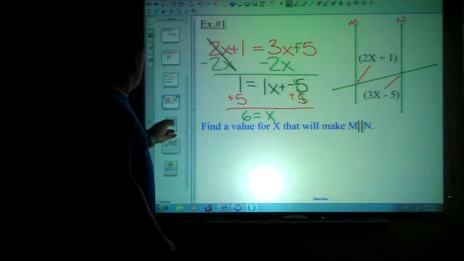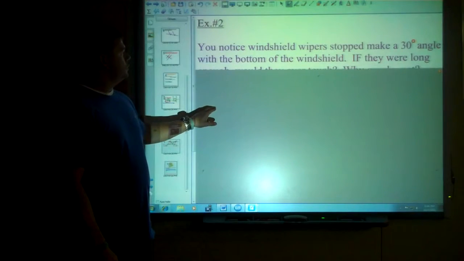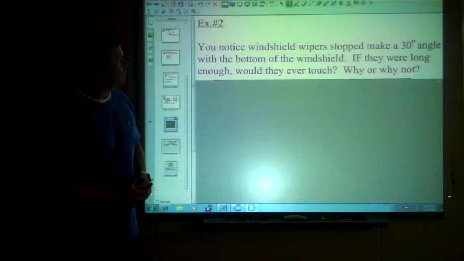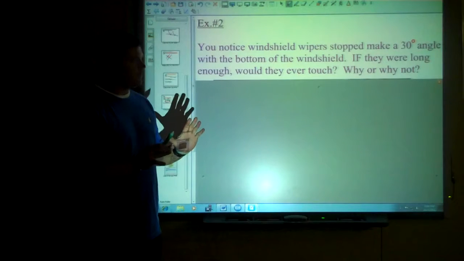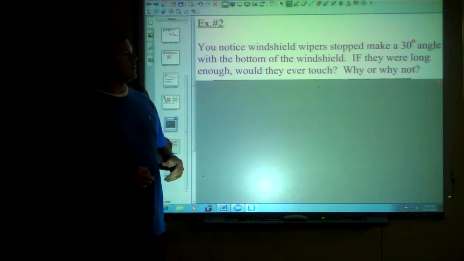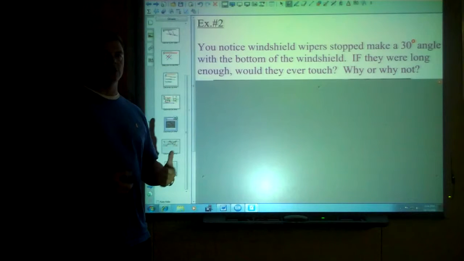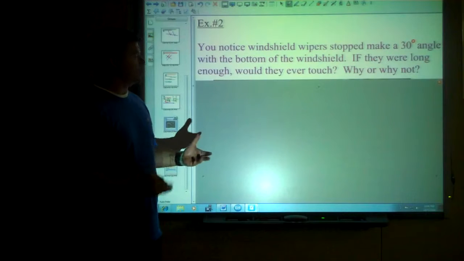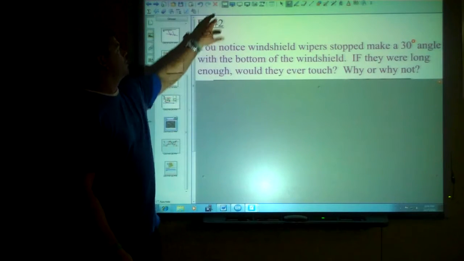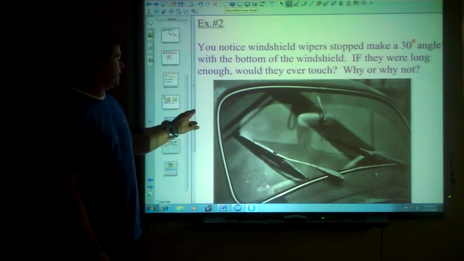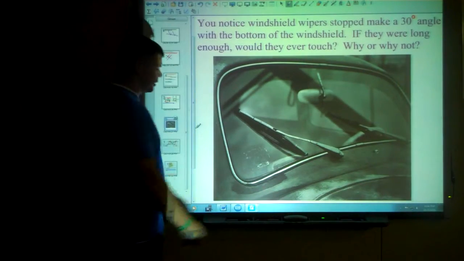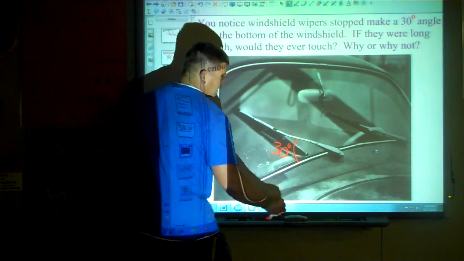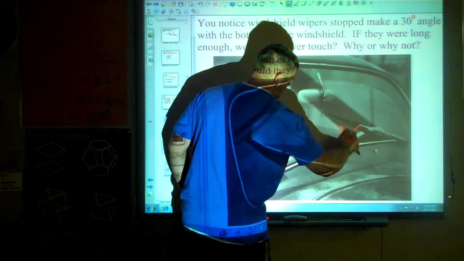Alright, example number 2. You notice windshield wipers stop to make a 30-degree angle with the bottom of the windshield. If they were long enough, would they ever touch? Why or why not? Now I know there's different versions of windshield wipers out there. Sometimes there's even one windshield wiper. It just depends on the car. But for the most part, we'll go with the traditional look, which is somewhat similar to this right here. And we're imagining that they make a 30-degree angle. So down here is 30 degrees, and down here is 30 degrees.